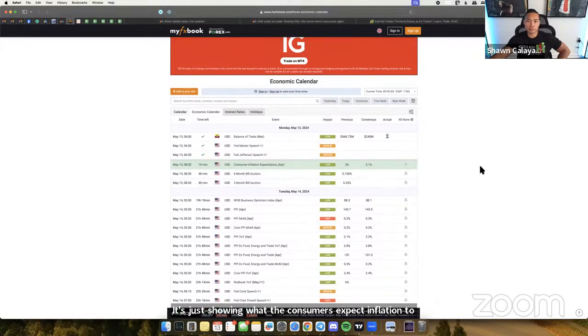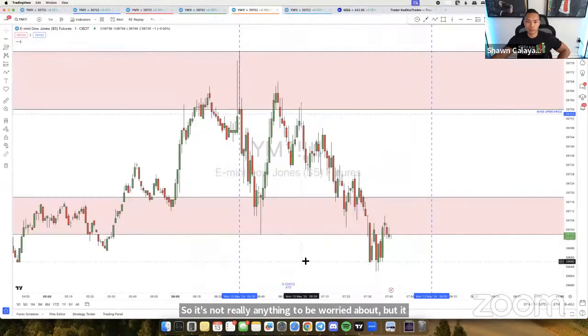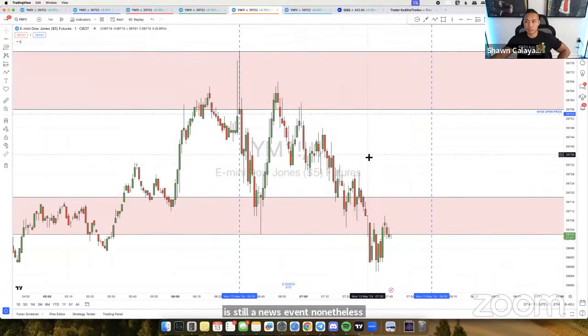Everybody's pretty much expecting inflation to go higher. We're not really ready for it to come down yet. So that was expected, and that's why it's low impact. It's not really anything to be worried about, but it is still a news event nonetheless, so you should probably keep that in mind.